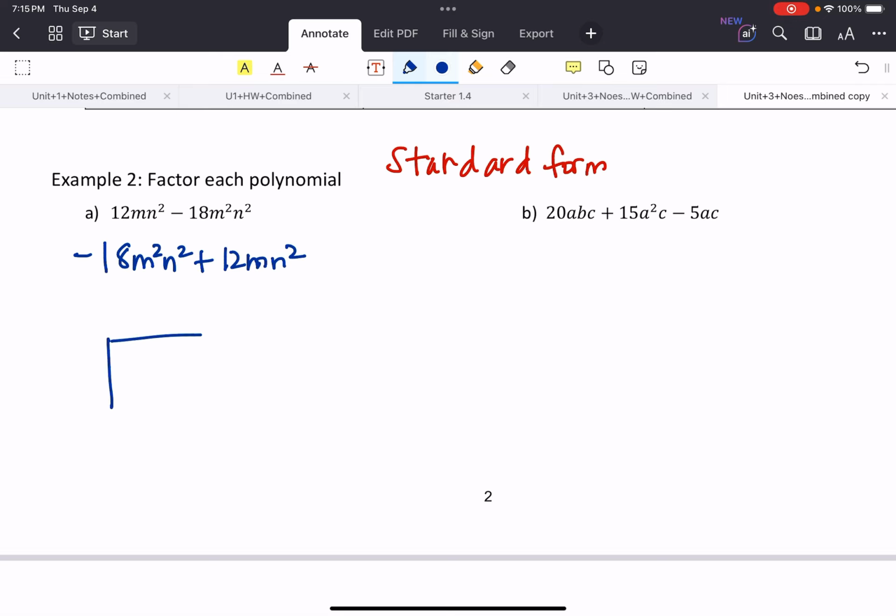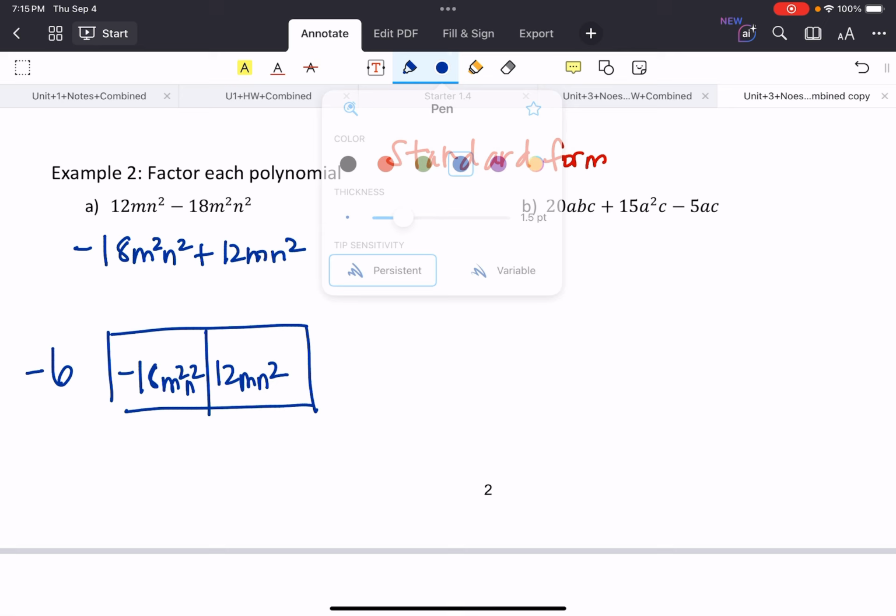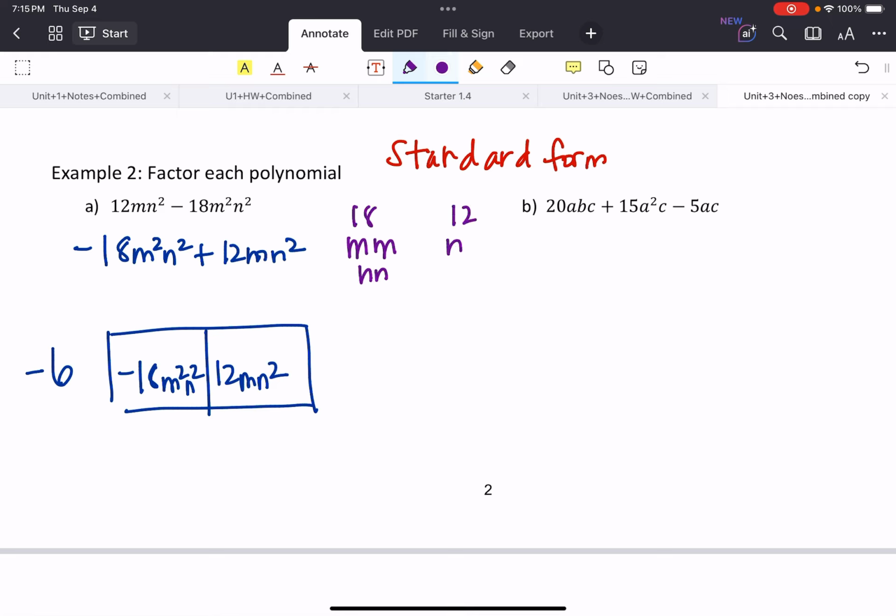So then we can draw our box. We can put both terms in our box. Okay, and then remember right here is where we're going to put our greatest common factor. This thing's negative, so we need to pull out a negative number. The greatest common factor between 18 and 12 is 6. And if you don't remember how to do the variables, I can write them out. So for the first one, I have M M, N N, and then I've got my 18. For the 12, I've got one M and two N's.